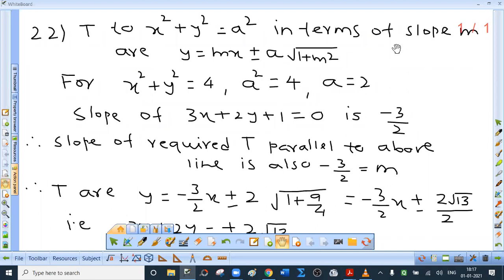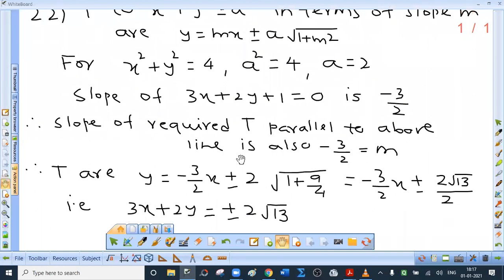Substitute. So y equal to minus 3x by 2 plus minus 2 into root of 1 plus 9 by 4. On simplification, you get equation of tangent, rather tangents, as 3x plus 2y equal to plus minus 2 root 13.